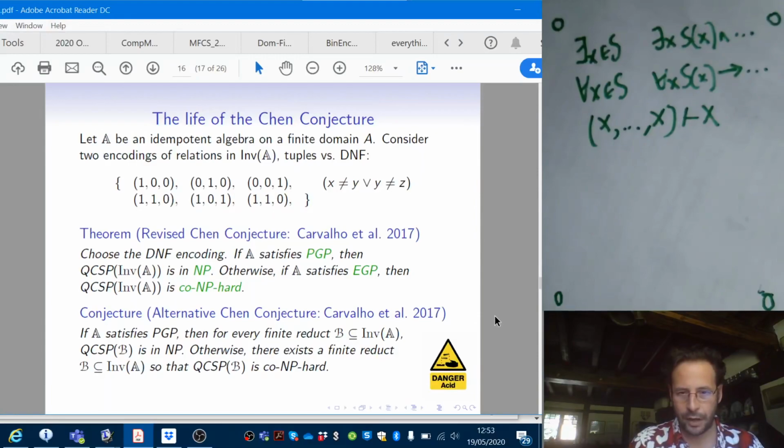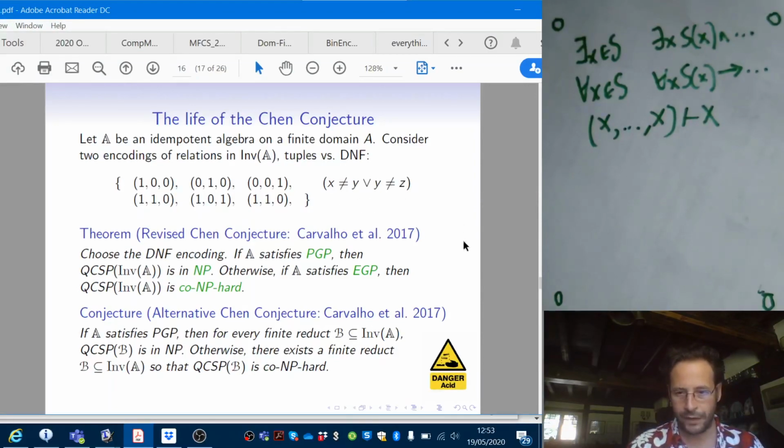If we have an idempotent algebra A on a finite domain, we can consider two ways of encoding relations in the invariance of A. One way is listing the tuples, and another way is, say, disjunctive normal form in propositional logic, maybe with constants 0 and 1. This is the Boolean ternary not-all-equal relation, an NP-hard relation. But what I think you can get a flavor of is that it's much easier and much more succinct to write it in this logical notation than in longhand in the tuple encoding.